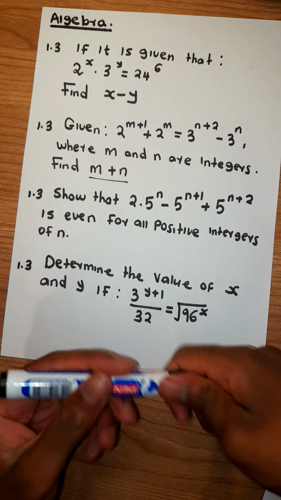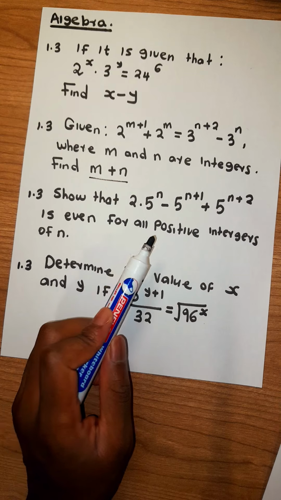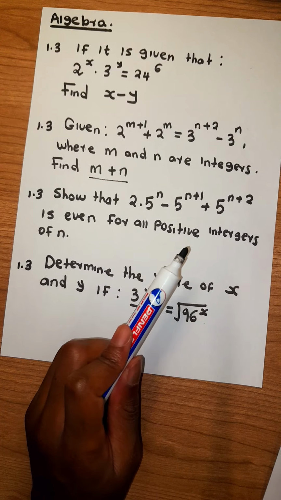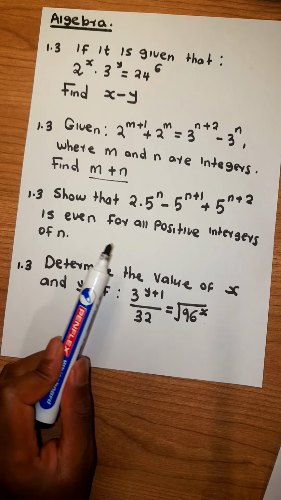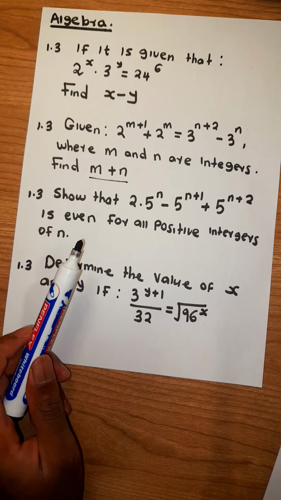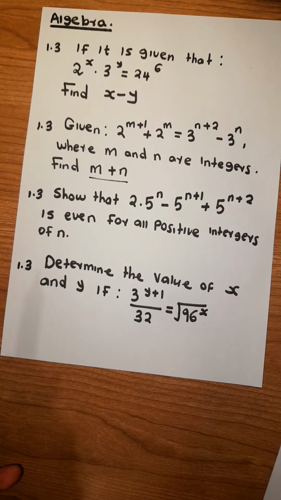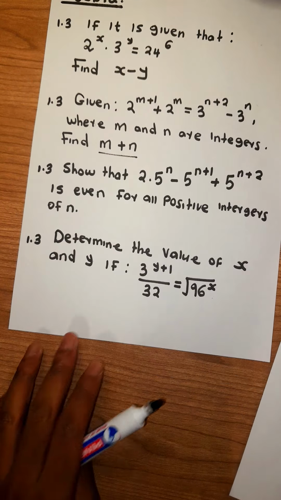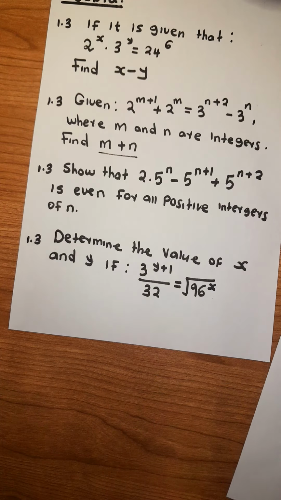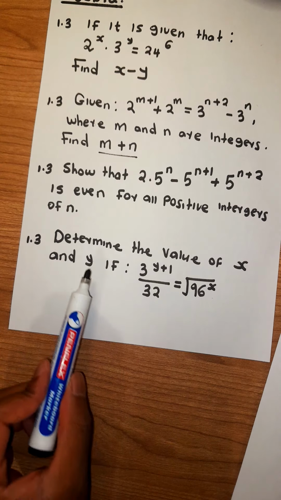Now for this next question, they say, show that 2 times 5 to the power n minus 5 to the power n plus 1 plus 5 to the power n plus 2 is even for all positive integers of n. So this is a different question. I don't want to deal with that question now. I'm going to deal with it in different videos. So for now, let's actually look at this question.